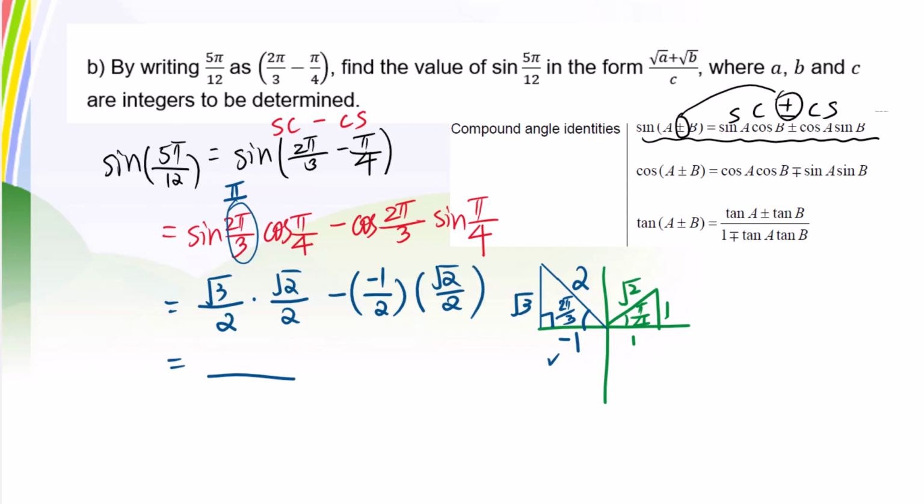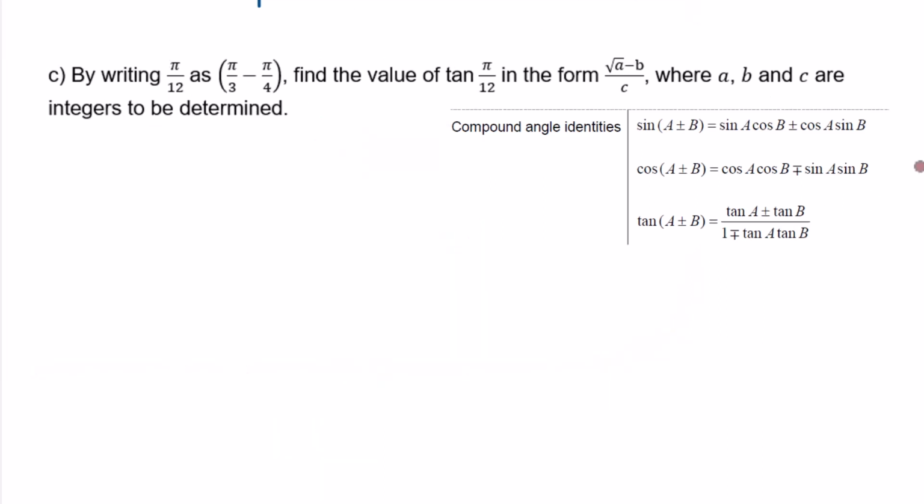Simplify: square root of 6 over 4, and negative times negative is positive, plus square root of 2 over 4, equals square root of 6 plus square root of 2 over 4. Let's go to part C.